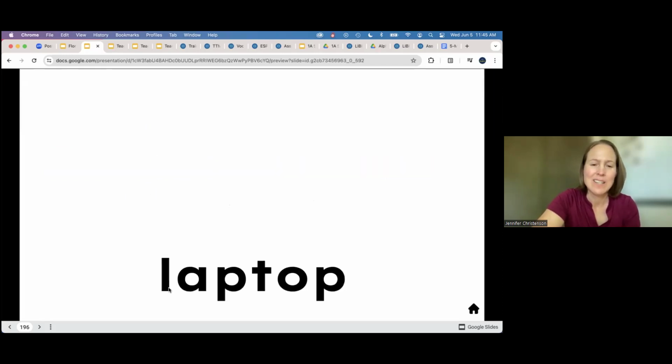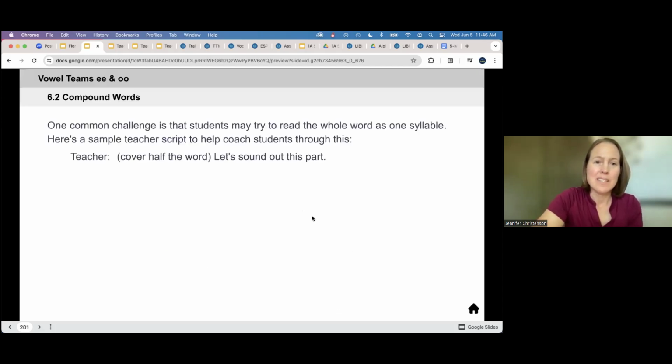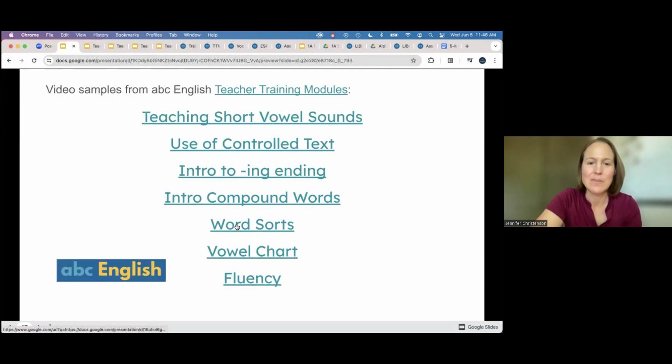So this is what it looks like. This is a word that's big enough that it would probably be pretty overwhelming to a student within the level one range of foundational literacy skills development. So I would help the student identify the vowels. Then we're going to split between the vowels. We're going to read this syllable by itself and then read this syllable by itself and then put the syllables together to get to the word. And then this training goes on to share a sample teacher script to help you coach that a little bit more if the student is struggling.